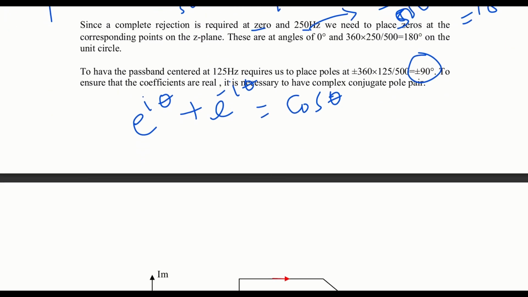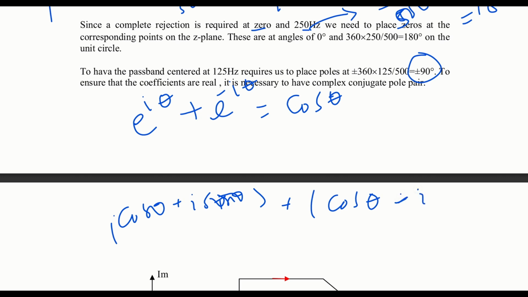I mean, let's expand. Probably you've forgotten. So e raised to the power I theta is the same as cos theta plus I sine theta, right? And e raised to the power minus I theta is the same as cos of minus theta, which is the same as cos theta, right? But sine of minus theta is the same as minus sine theta. So we get minus I sine theta, right?